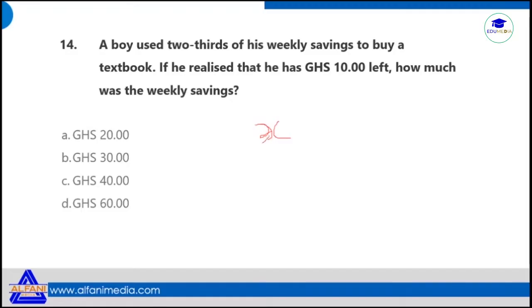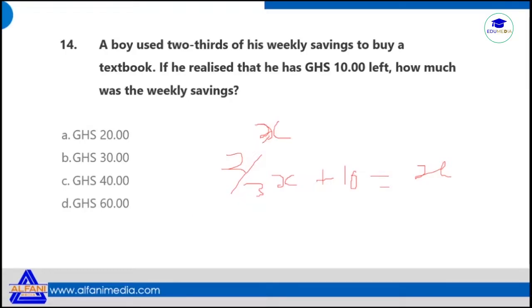Since his weekly savings is x, all they are saying is that he used 2/3 of this weekly savings to buy a textbook, and then the balance now is 10. So what I'm going to do is form an equation from this. 2/3 of this weekly savings plus the balance he's left with should give me his total savings, which is x. That is all that it means.